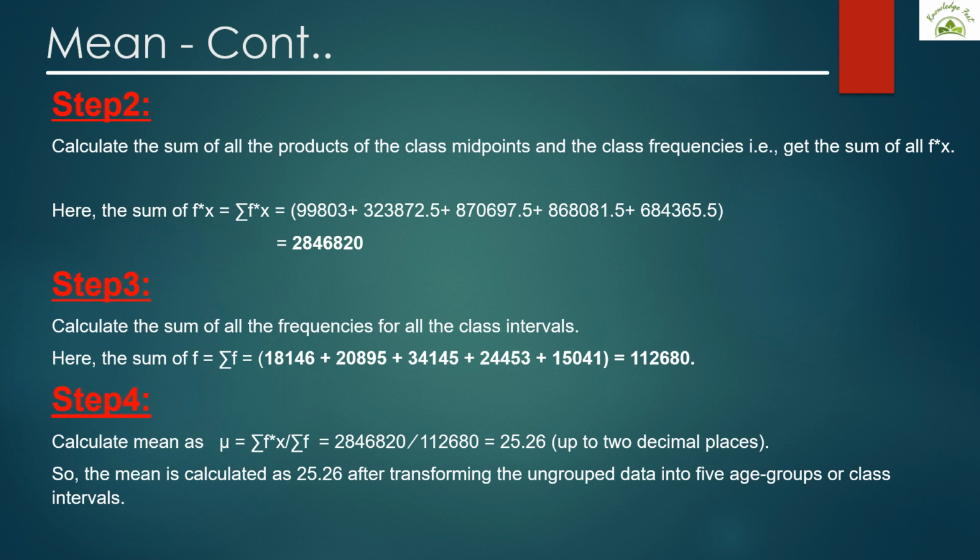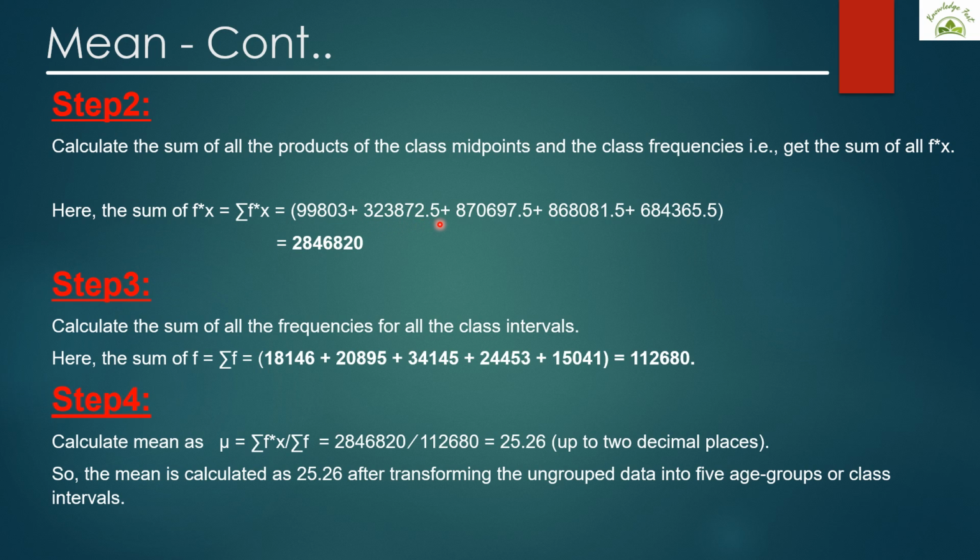Okay, so what's the second step? In the first step, we calculated f into x for each of the class intervals, right? Now, in the second step, what you have to do is calculate the sum of all the products of the class midpoints and the class frequencies. Okay, so in the previous slide, we calculated individual fx values, right? Now we have to sum all the fx values, sum of fx. So 99803 was the fx value for the first class interval.